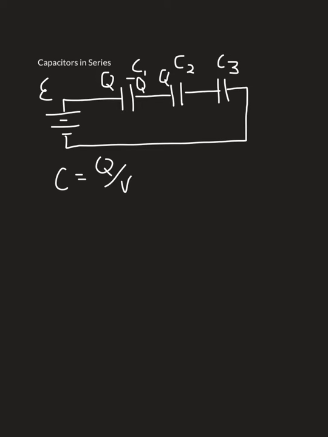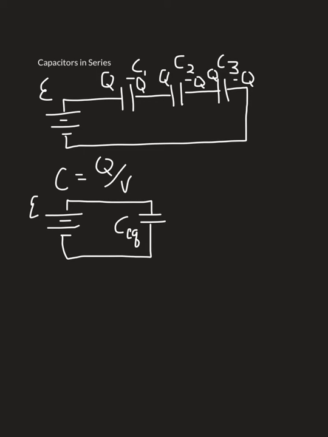The right-hand plate of C2 will have the negative amount of charge, and then the same pattern is true for C3. It's a little crowded in there, but we have positive charge on the left, negative charge on the right, and these Q's are all exactly the same amount of charge.